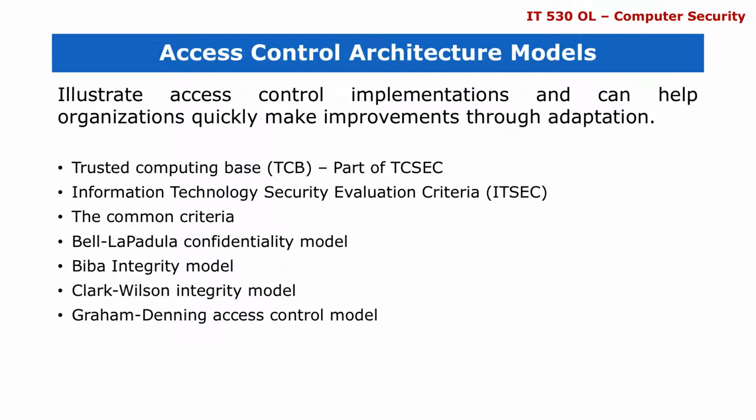models that we don't really talk about that much. We have another one called the Harrison-Ruzzo-Ullman, I believe. And then there is also the Brewer-Nash model. Brewer-Nash is actually a bit popular. It's also called the Chinese Wall. And what it does is separation of duties. If you have ever seen anything called an SOD matrix, then it's following the Brewer-Nash model. But basically, what it does is prevent conflict of interest between two parties.